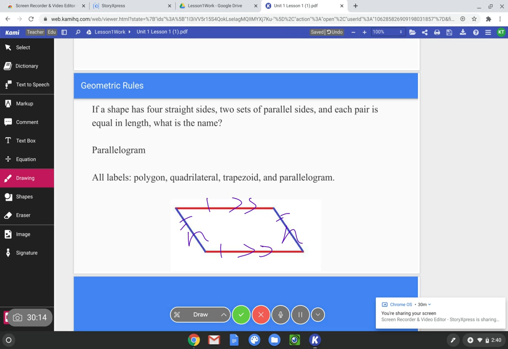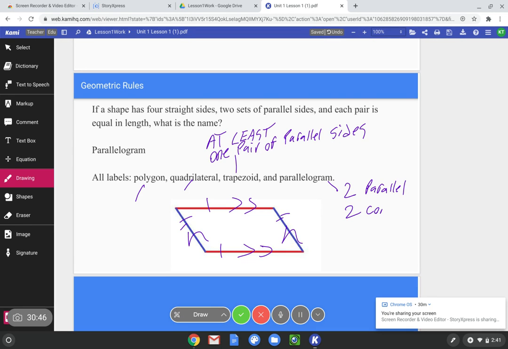Now, all the labels that apply to a parallelogram: polygon, it does have at least three straight sides. Quadrilateral, it does have four sides. Trapezoid, because it does have at least one pair of parallel sides, and it is a parallelogram because it has two parallel sides and two congruent sides.